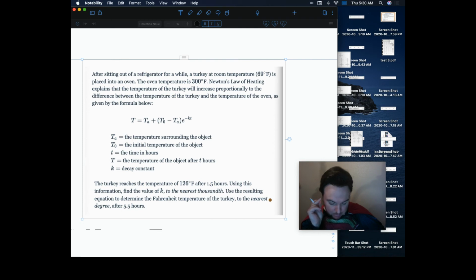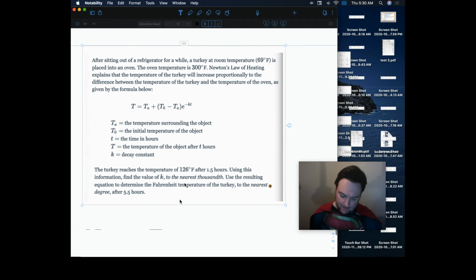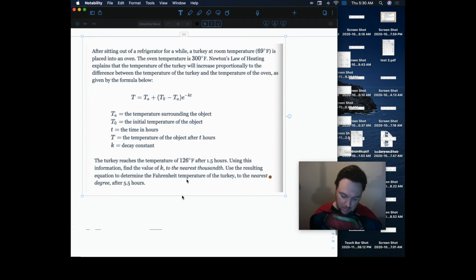Blah, blah, blah. Okay. The turkey reaches a temperature of 126 degrees Fahrenheit after 1.5 hours. Okay. Using the information, find the value of K. Using the resulting equation, determine the Fahrenheit temperature to the nearest degree after 5.5 hours.